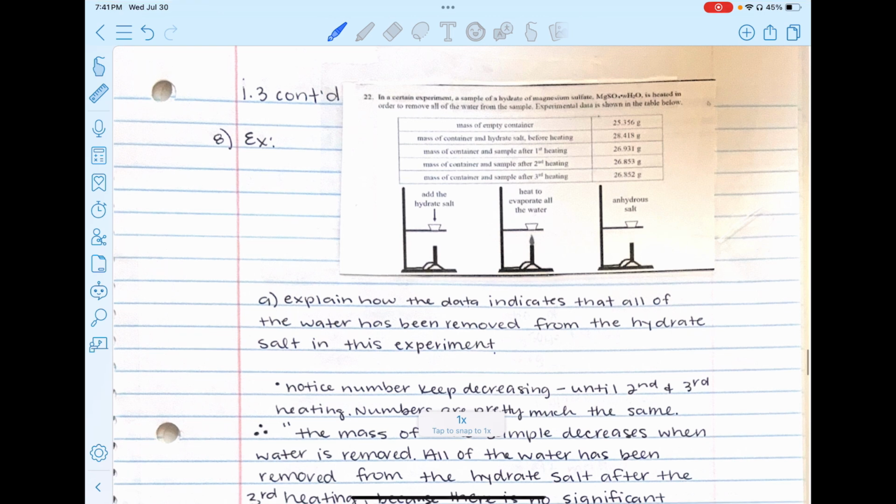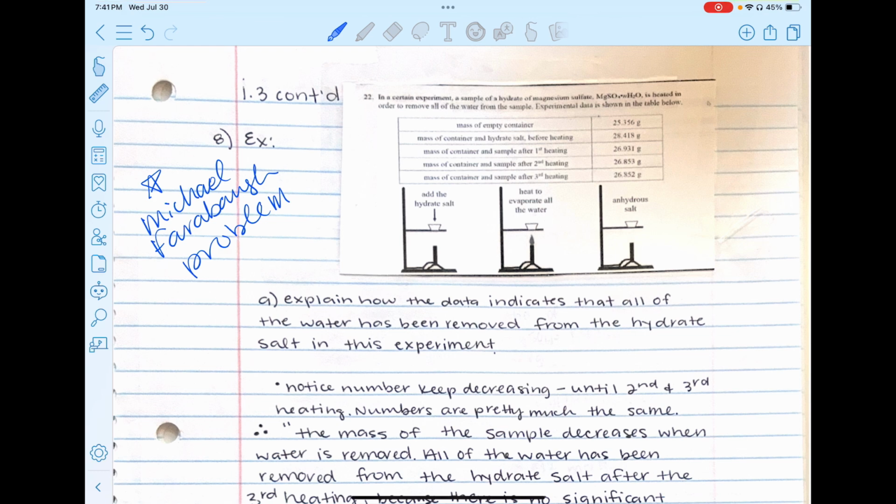Moving on, finally our last problem, example 8. Again, this is a Michael Faribault problem from his Unit 1 notes. Okay, so we're given a lot of information in this one. We have this giant data table, and we're told that there's an experiment, and we have a sample of a hydrate of magnesium sulfate with some number of waters attached to it. And we're told that it's heated in order to remove all the water from the sample, as we discussed before with lab procedures.